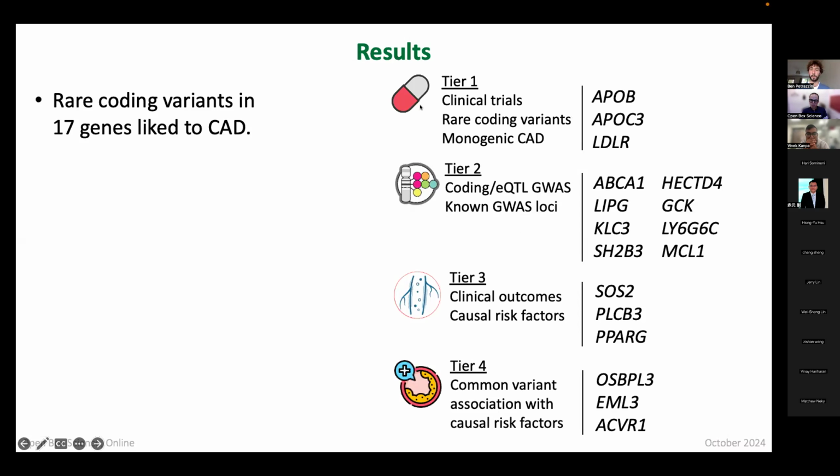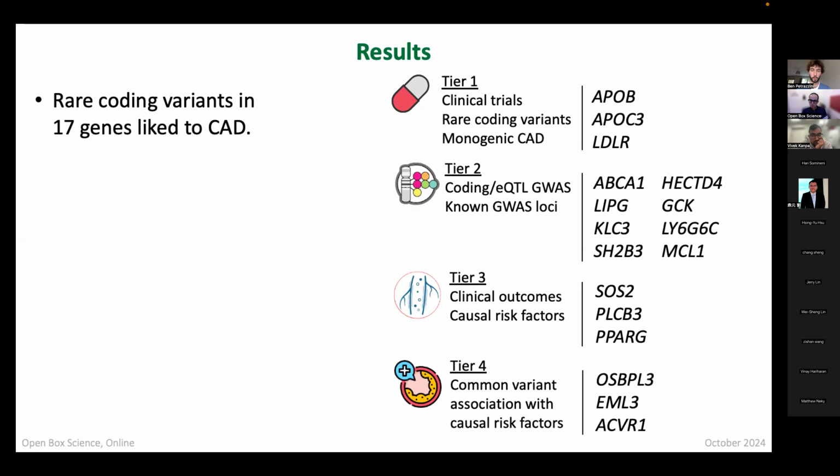The genes that have been tested for drugs in clinical trials or have rare coding variants are very well-known genes for CAD. Then genes that have some kind of genetic support, mostly from common variants in GWAS, or have been highlighted in this recent review that I mentioned earlier, these are tier 2 genes. 8 of our 17 genes are tier 2 genes. So you could say they have genetic support for the role in CAD.